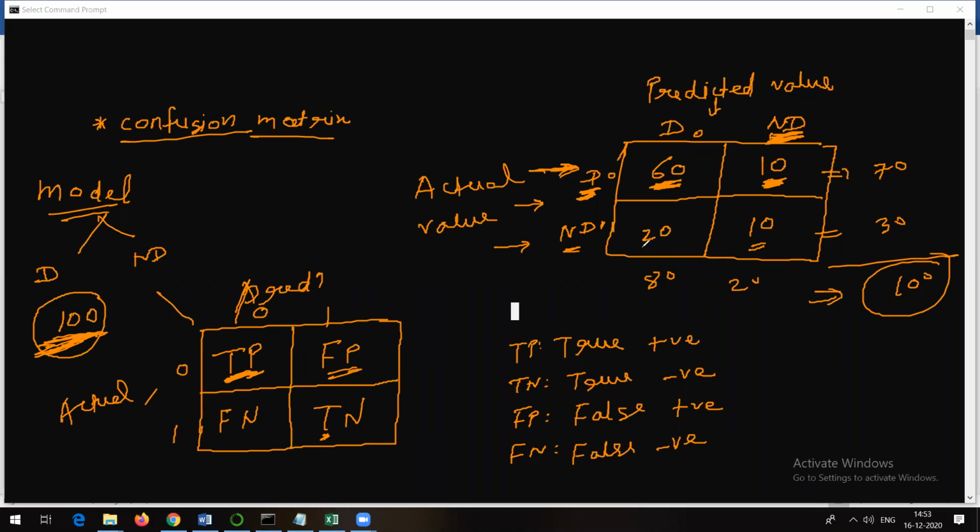Right. Now see, what is this false negative? It means that your model is saying that there are 20 people who are diabetic, but actually they are non-diabetic.